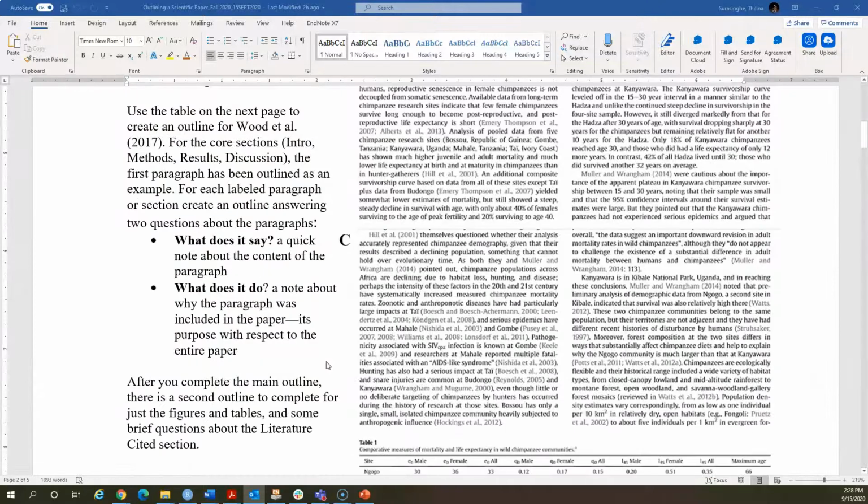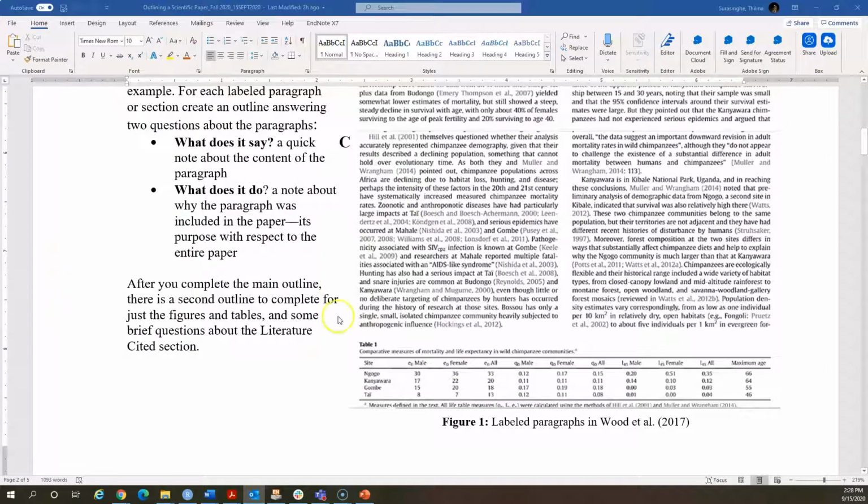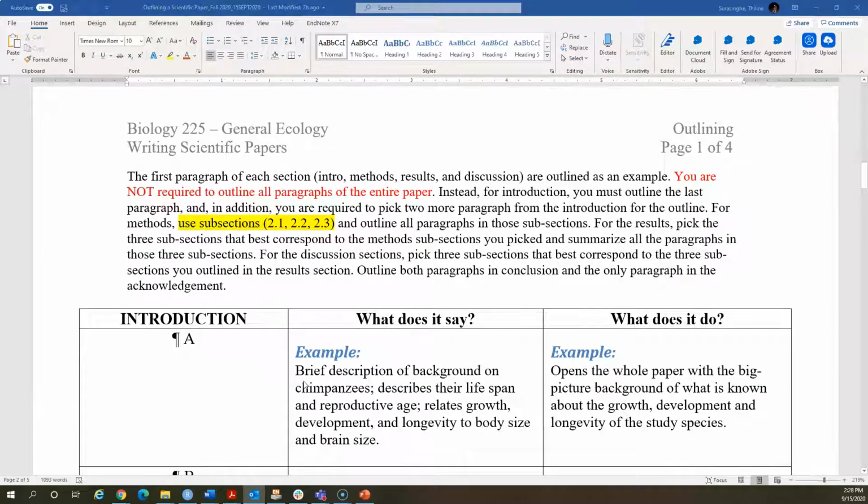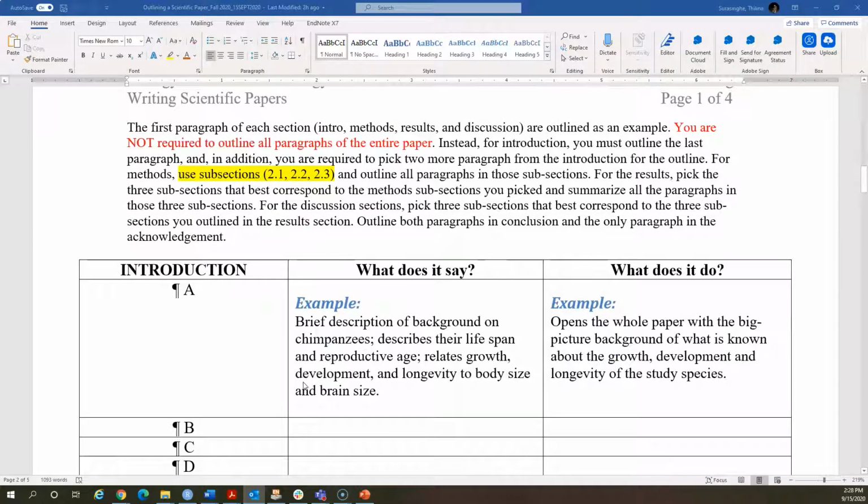And remember, first you outline the text part, and after you finish the text part, there is a follow-up outline for the tables and the figures and literature cited. So do not forget those parts. Let's keep navigating. The first paragraph of each section is outlined for you as an example. So you are not required to outline those things we have already discussed. Don't add anything, just read and understand what we have done, right?